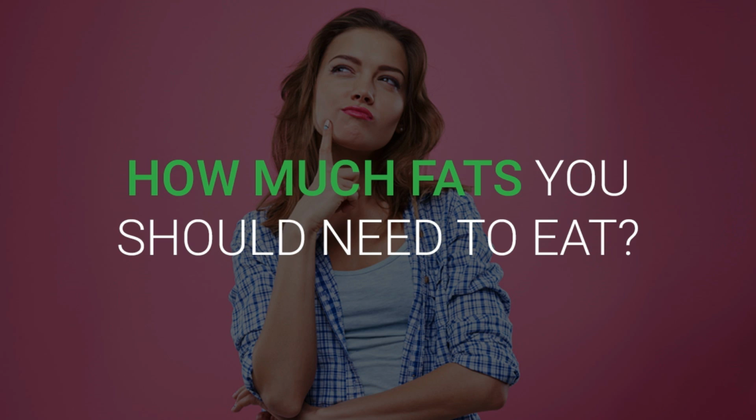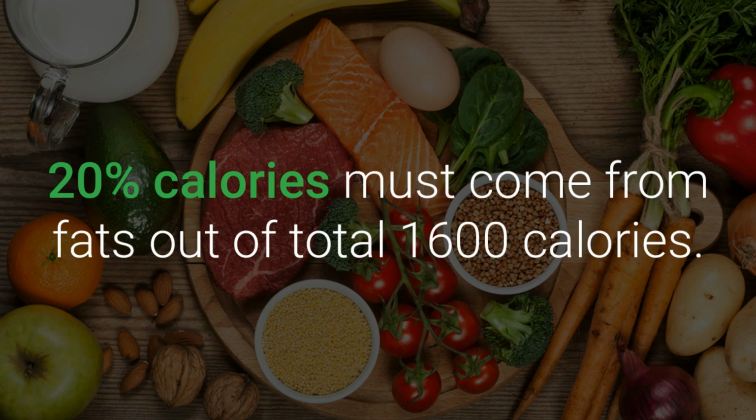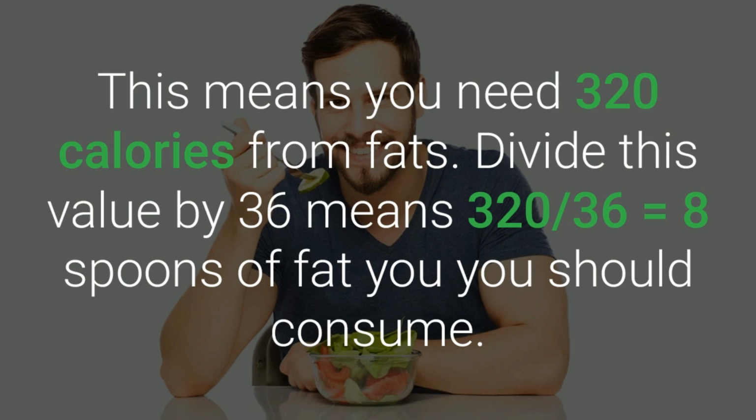How much fat should you eat? 20% of calories must come from fats out of a total of 1600 calories. This means you need 320 calories from fats. Divide this value by 36: 320 divided by 36 equals about 8 spoons of fat you should consume.